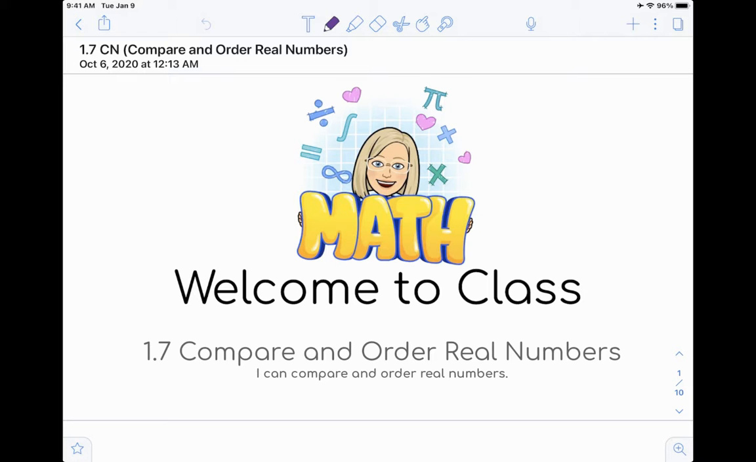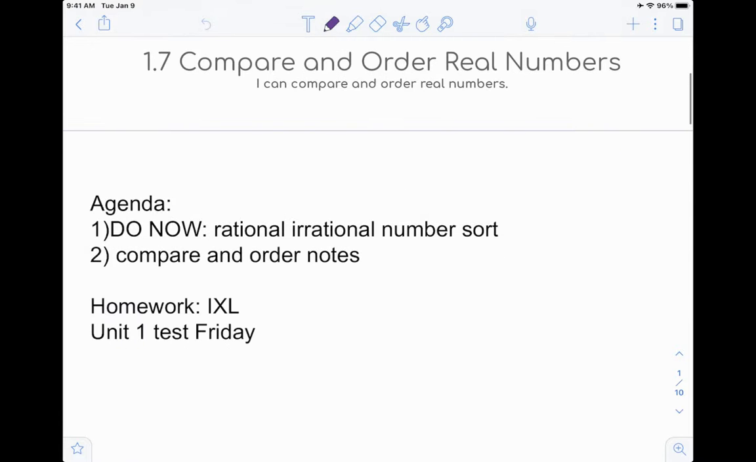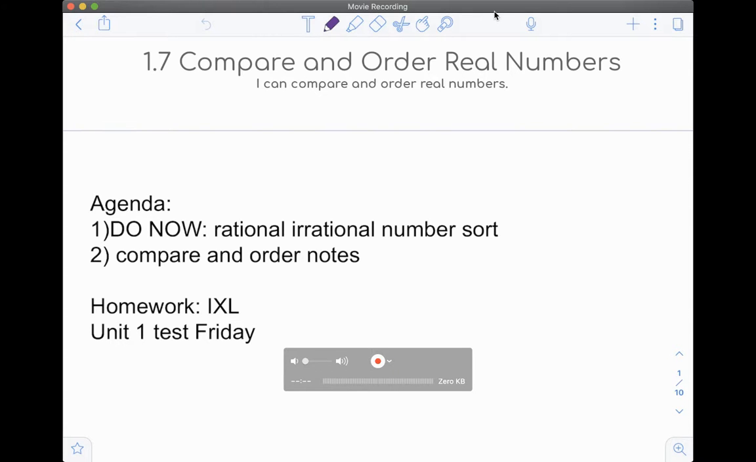Today is actually our last lesson in this unit, and the unit is the real number system. So we're going to compare and order real numbers. That's our goal. You are going to complete a do now on rational and irrational numbers sort, just like what we did in class yesterday, so it's more practice. Then we're going to complete our compare and order notes. Your homework is on IXL and your unit test is Friday. So we'll have 2 full days of review before you have your test.